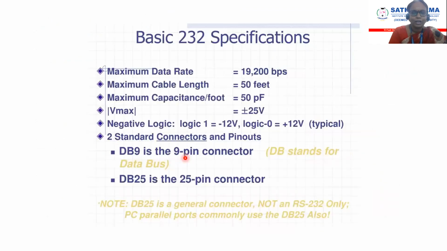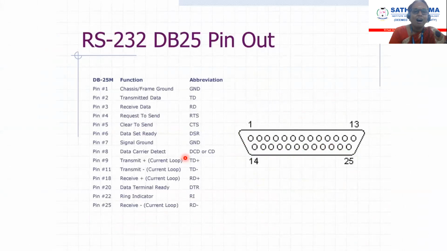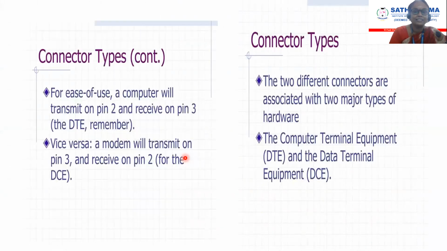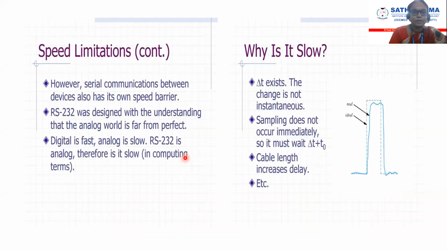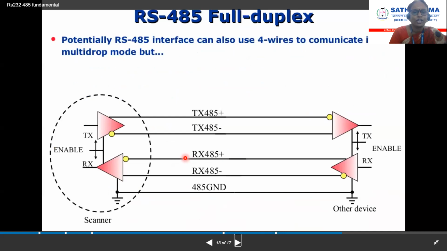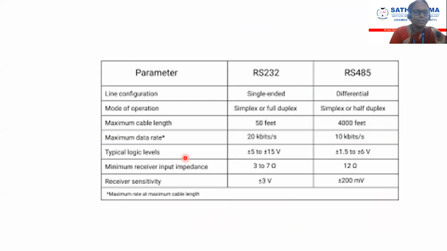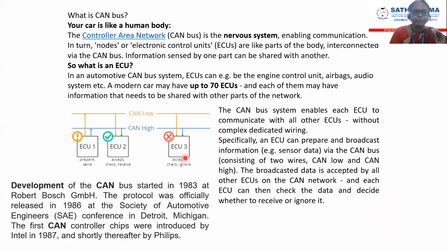You have to explain RS-232 specification, pin diagram. This is the DB, with 25 pins. And the RS-232 speed, and what is RS-485, what are the types, and a comparison between both. So you have to cover RS-232 and RS-485, and next, CAN.